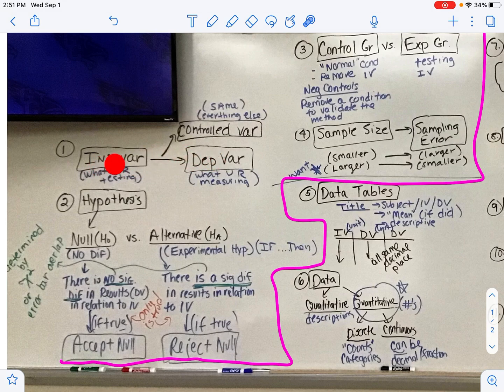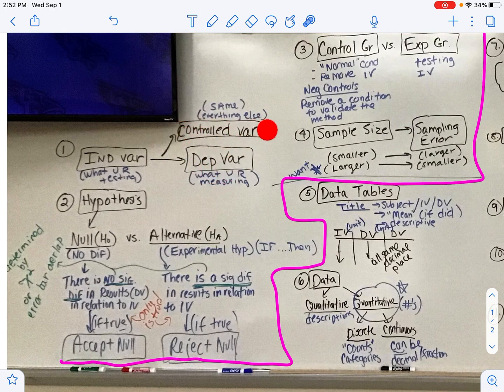So I think everyone's done number 1 before. The independent variable is what you decide what you're testing, and the dependent variable is what you're going to measure in response to that. And then the controlled variables are everything else that you're going to keep the same. So if you're testing different colored lights on plant growth, you have different colored lights. The growth or the height, let's say, of the plant is your dependent variable.